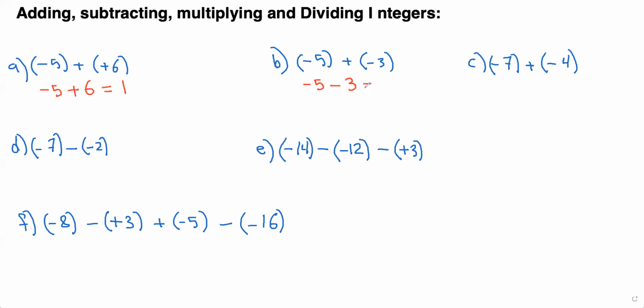Now, since this sign and this sign are the same, you're adding these two numbers, except you're adding them in the negative direction. So it'll give you a negative 8.